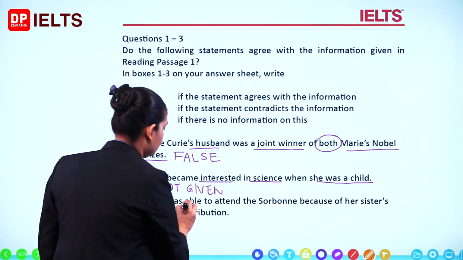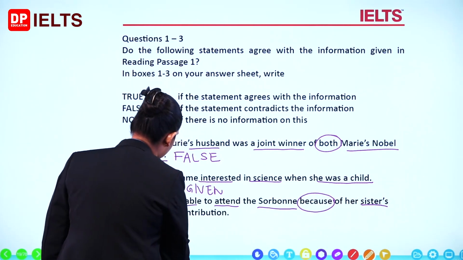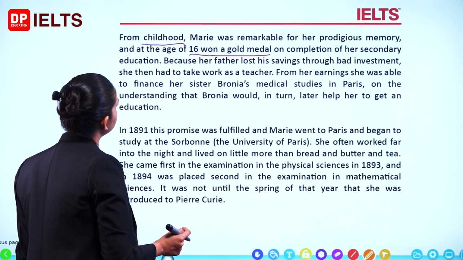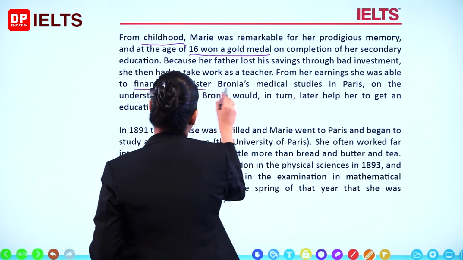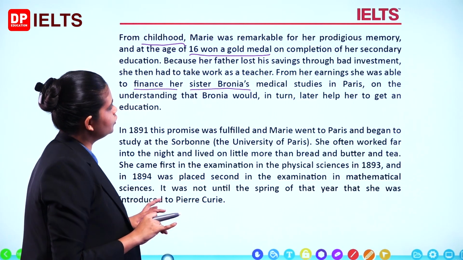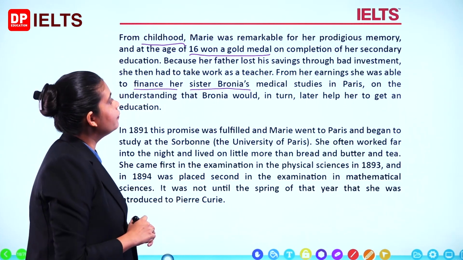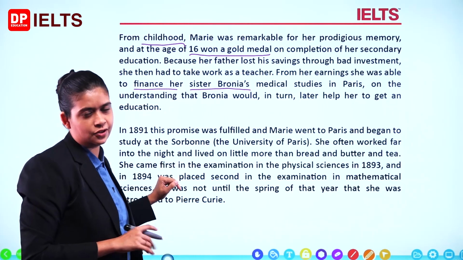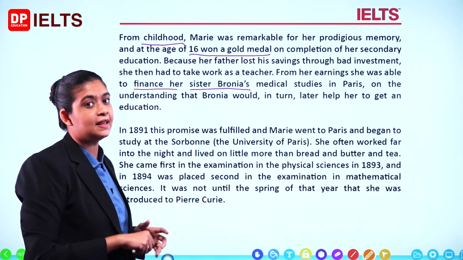Marie was able to attend Sorbonne because of her sister's financial contribution. Sister, sister, sister. Finance, sister, let's read that bit. Here we see our keywords. Because her father lost his savings through bad investment, she then had to take work as a teacher. From her earnings, she was able to finance her sister Bronia's medical studies. So Marie Curie funded her sister Bronia for her medical studies in Paris.